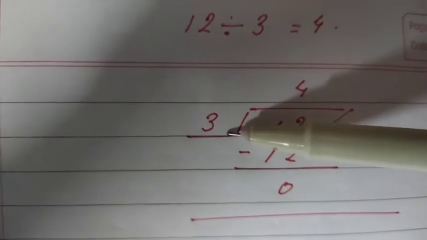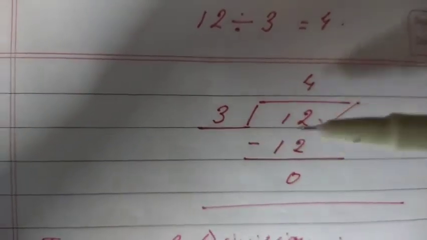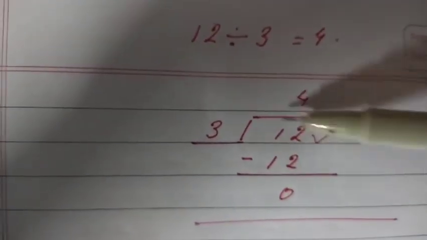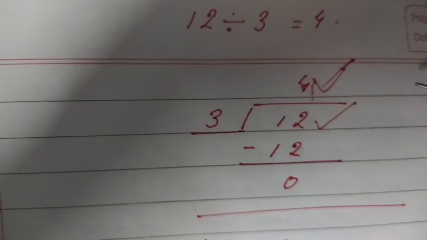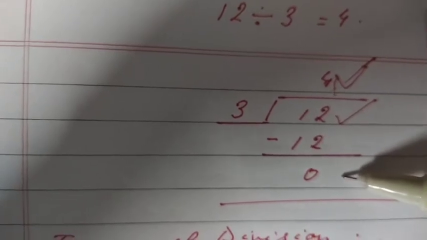Next, the answer that we get on dividing the numbers. On dividing the numbers 12 and 3, the answer that we get is called the quotient. Here the number 4 is the quotient. Right. Next, the number that remains after dividing, here 0, is called the remainder.